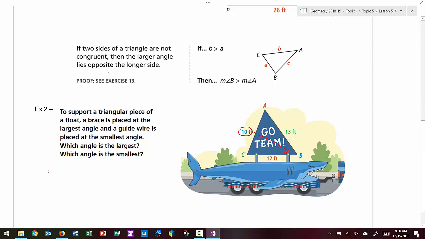So in other words, if we list our sides, 10 feet, 12 feet, 13 feet, our smallest, medium, and largest angle are going to follow that suit. So straight across from 10 is angle B. Straight across from 12 is angle A. And then straight across from 13 is angle C. So if we're looking at our question here, it says which angle is the largest? Well, angle C is the largest because it's across from our largest side. And if we're looking for the smallest, that would be angle B. So they would want to put the brace at angle C and the guide wire at angle B.